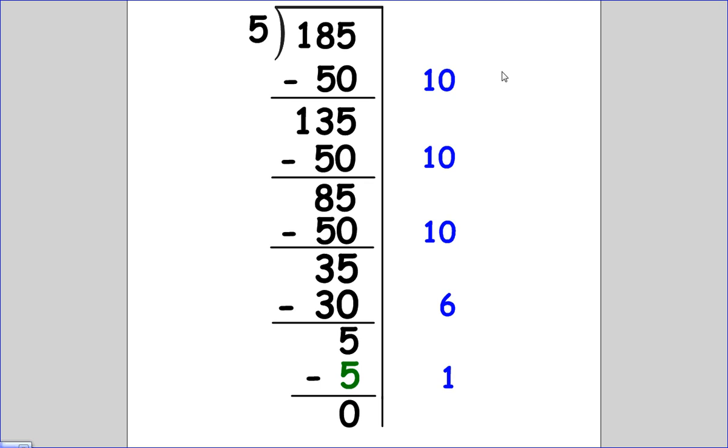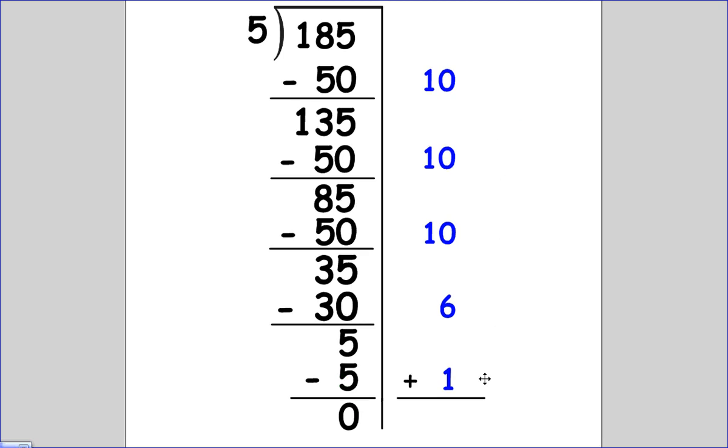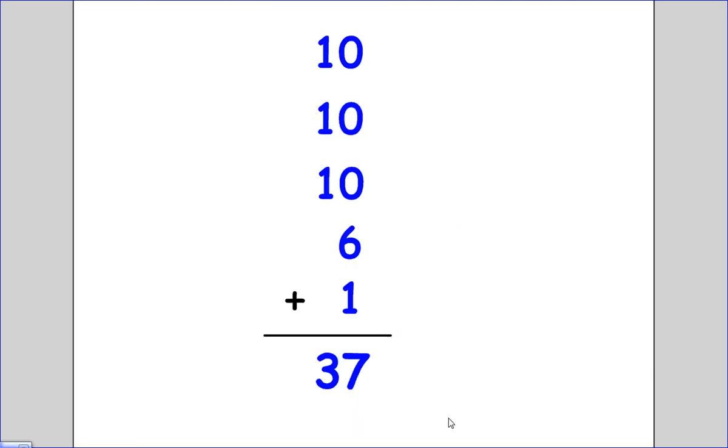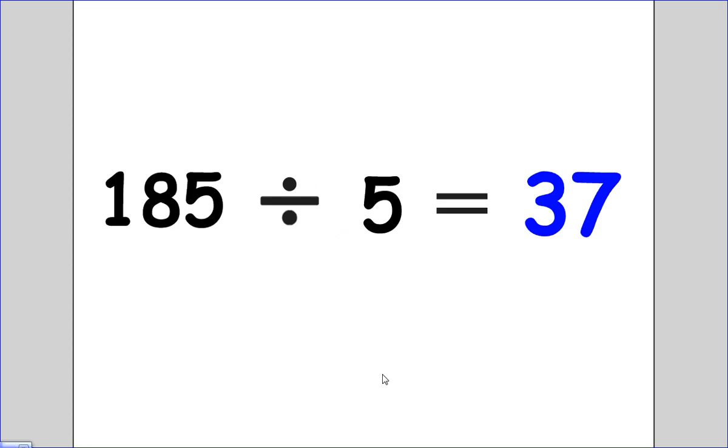The next step will be to count all the groups that I had already created. I will do this by adding 10 plus 10 plus 10 plus 6 plus 1 is equal to 37 groups. Therefore, 185 divided by 5 is equal to 37.